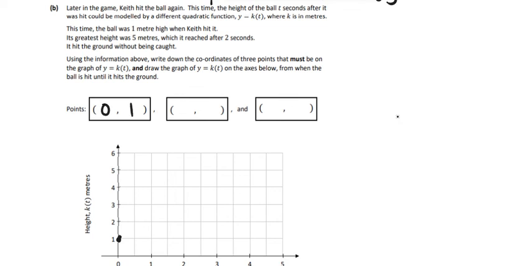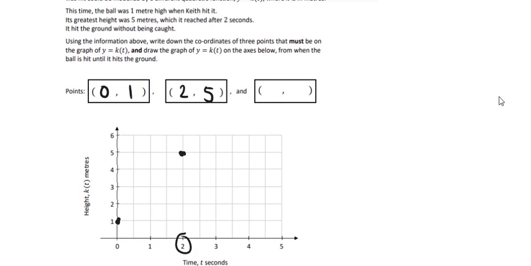Its greatest height was 5 meters, which it reached after 2 seconds. So 2 seconds is here, and 5 meters, so that's the point there, 2,5. And then it doesn't give us really anything for the last point. It hit the ground without being caught. That's just telling us that the curve doesn't really stop anywhere. So the curve is going like this.